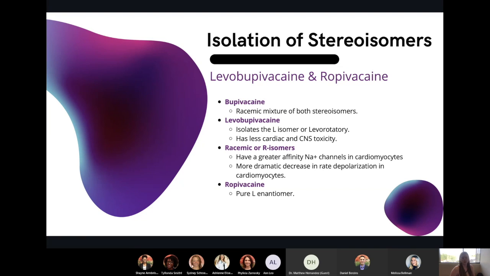Research shows levobupivacaine has less toxicity than bupivacaine with similar pharmacokinetics. Levobupivacaine has less cardiac and central nervous system toxicity. It is proposed that this happens because the racemic or R isomer has a greater affinity for sodium channels in cardiac myocytes and causes more of a dramatic decrease in the rate of depolarization in cardiac myocytes. Newer local anesthetics like ropivacaine isolate the L enantiomer and have less toxic symptoms.